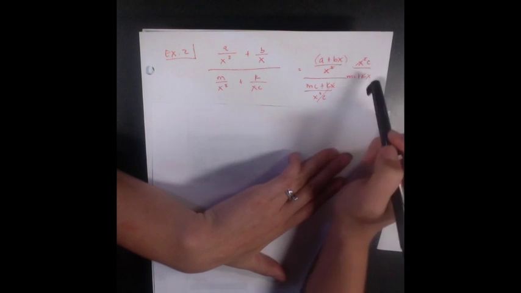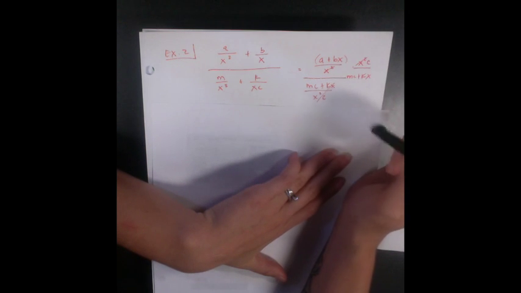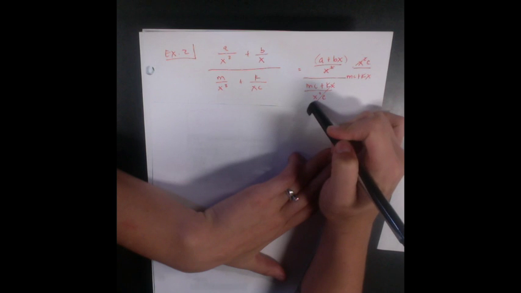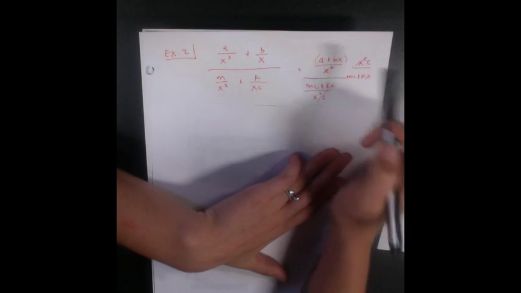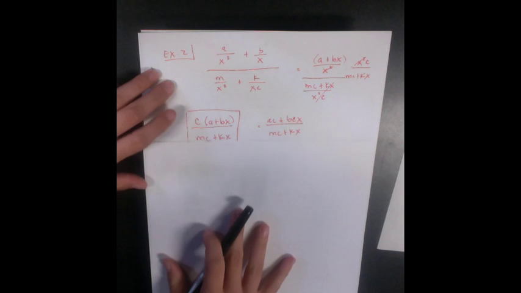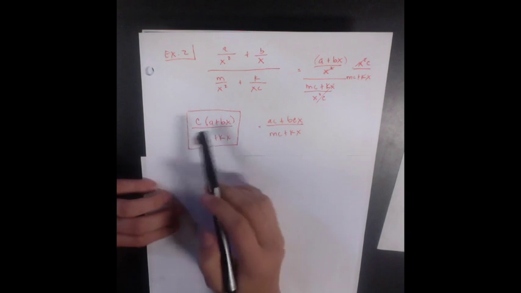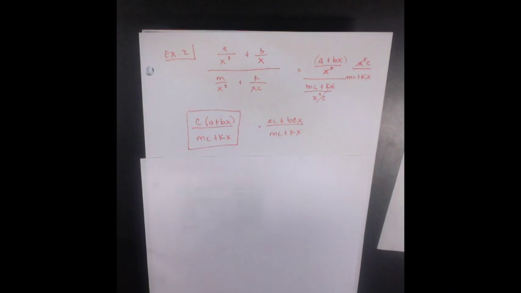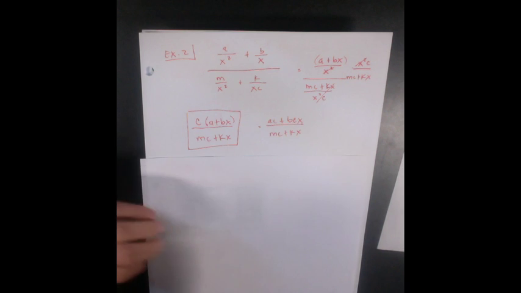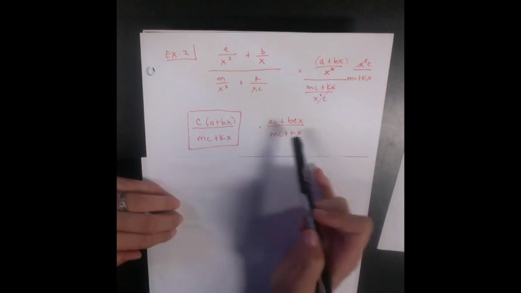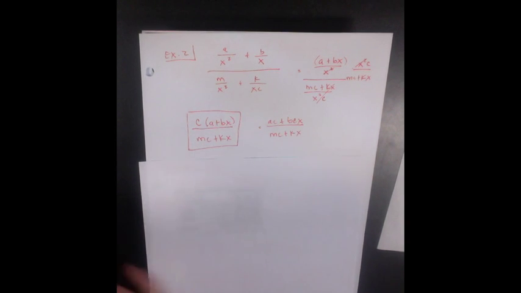And I multiply by the reciprocal of my denominator. That gets rid of my denominator, and I notice that my x squareds can cancel on the top and bottom, leaving me with my final answer, c times a plus bx over mc plus kx. If you want to distribute your c, you can. Does not matter.